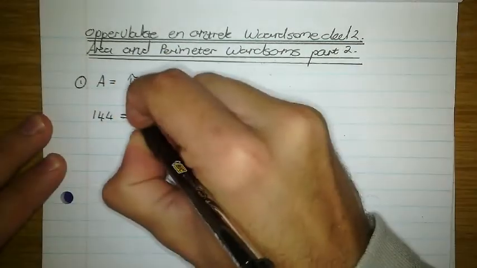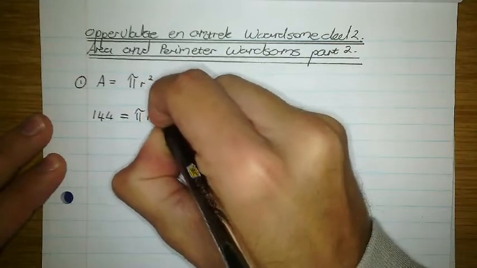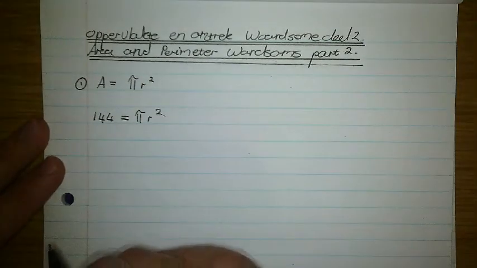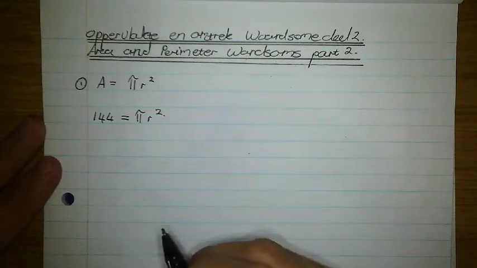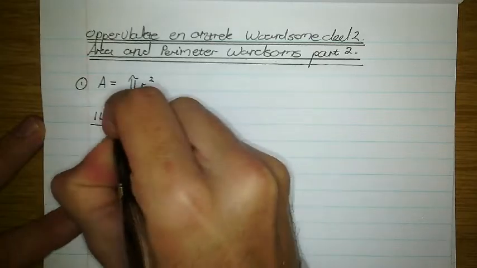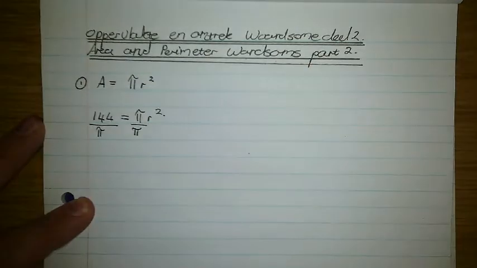So the area was 144 centimeters squared. Alright. And then pi radius squared. Now I want to get the radius alone to double it up so that I can get the diameter. So what I'm going to do is I'm going to divide here with pi. What I do on that side, I need to do on this side as well.